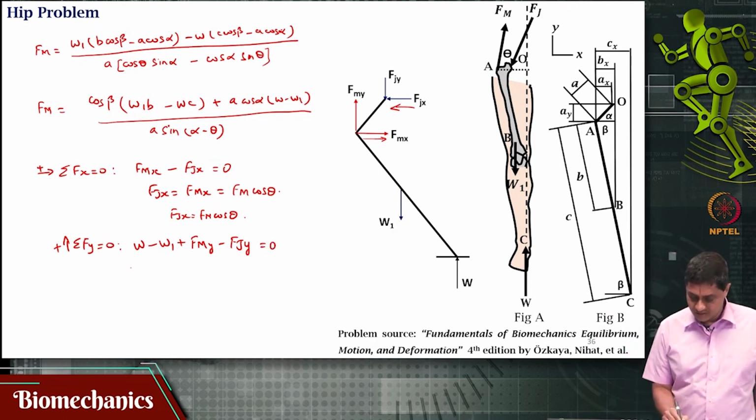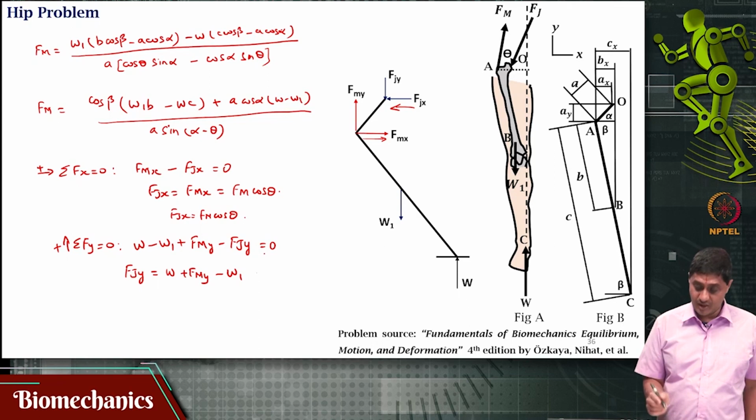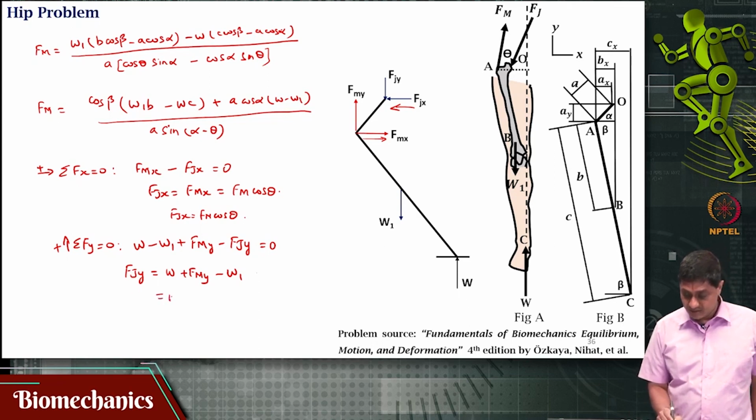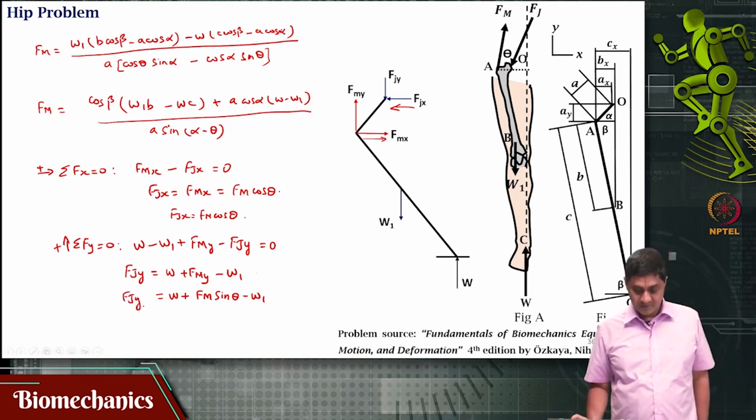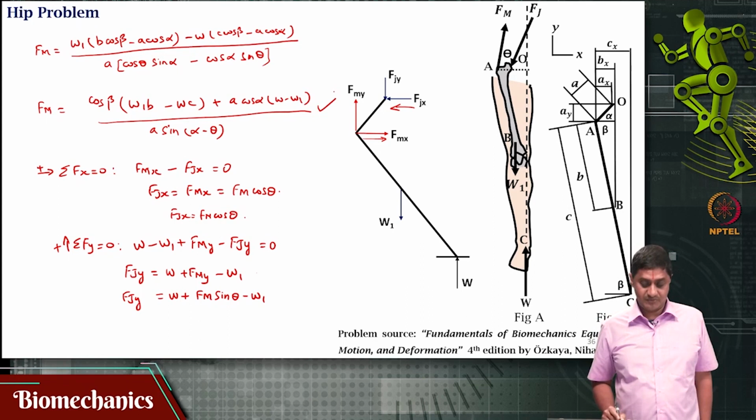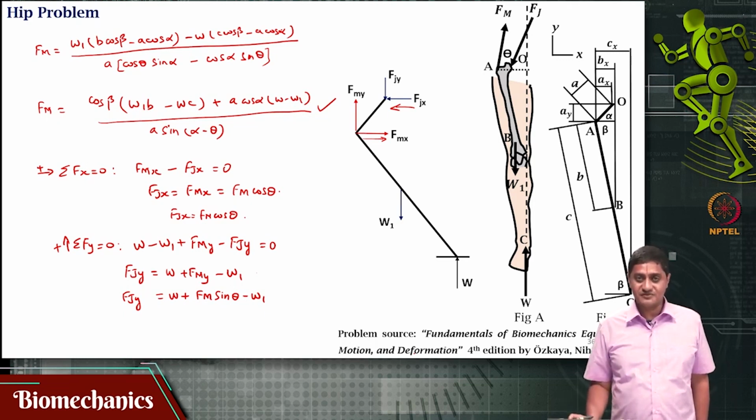So, that would give me Fjy as W plus Fmy minus W1. But I know Fmy. What is Fmy? Fmy is Fm sin theta. This is Fjy. Fmy is Fm times sin theta. Remember, this is Fm. Substitute for this value of Fm in your Fjx and Fjy equations. Then you will find Fjx and Fjy.